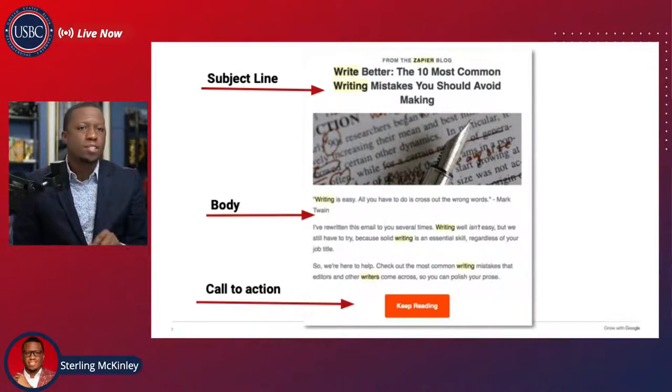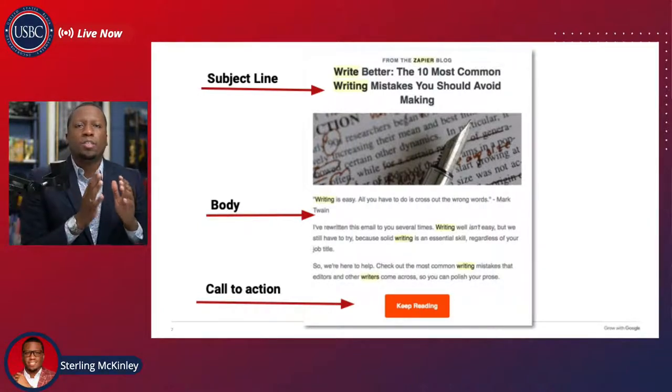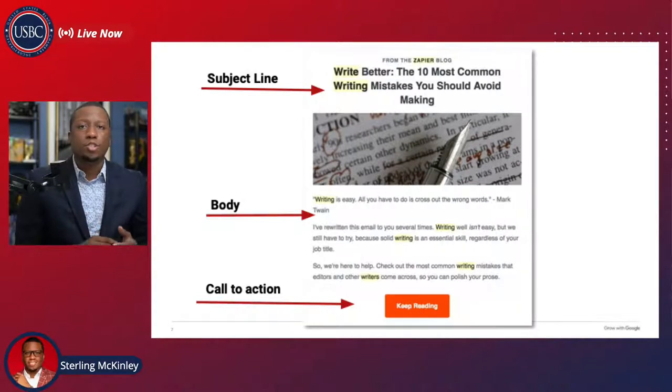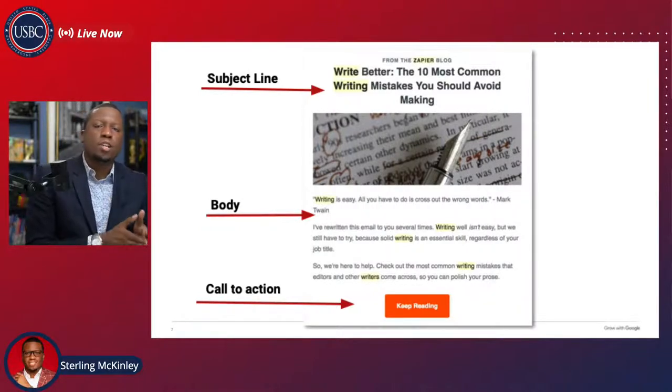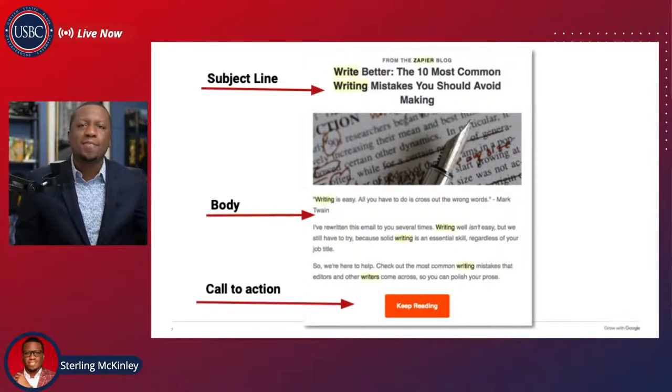And the last part is having a call to action. So you see here at the bottom, it says, keep reading. So you're sending email for a reason. Do you want me to sign up for a webinar? Do you want me to download a free PDF? Having a call to action is letting the person know what you want them to do. You're not just sending an email to say hi. You're sending an email for a reason. Be sure to tell the person why you are sending an email to them.